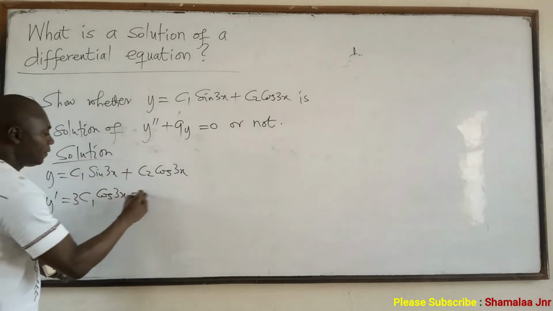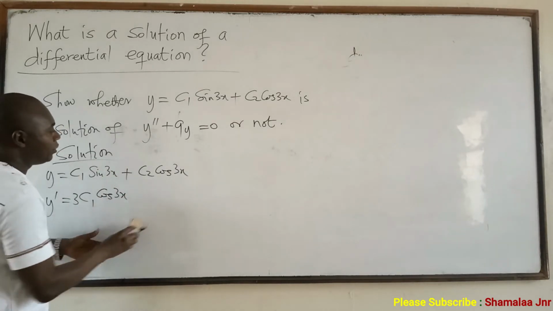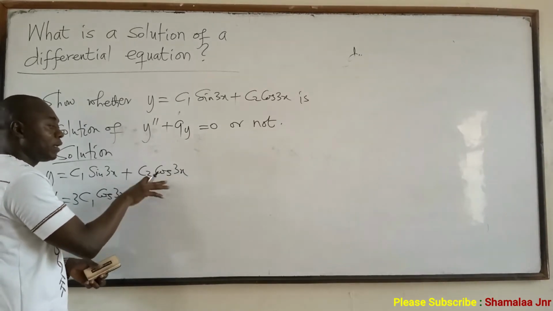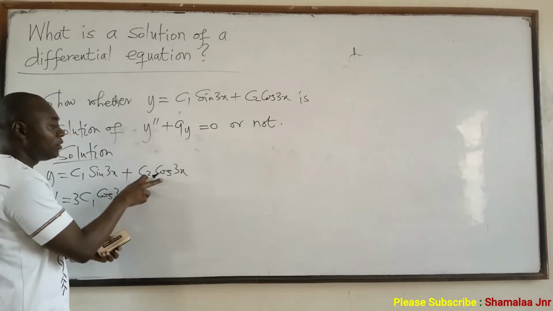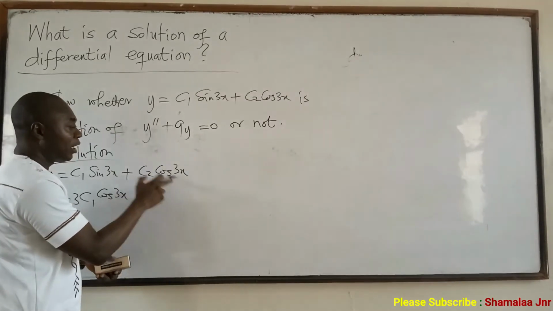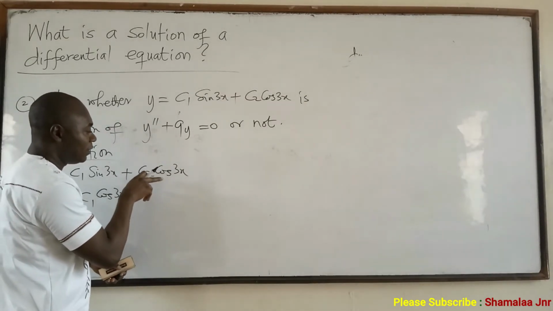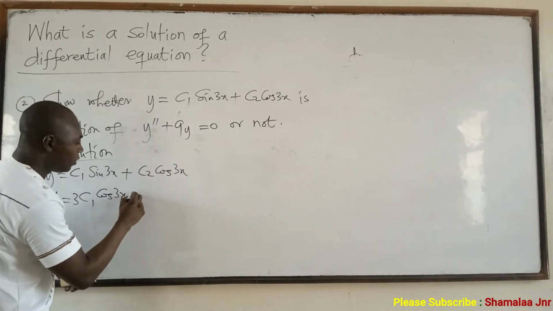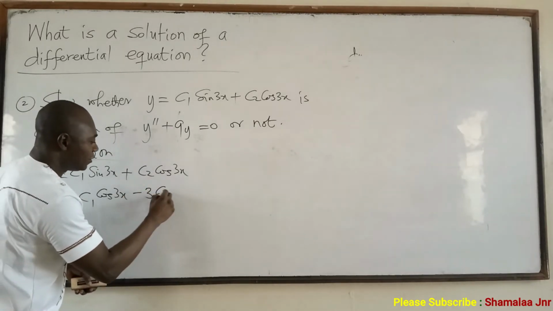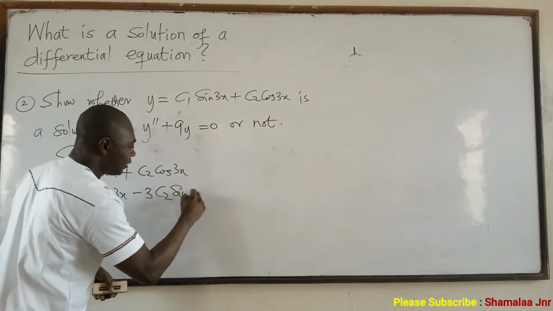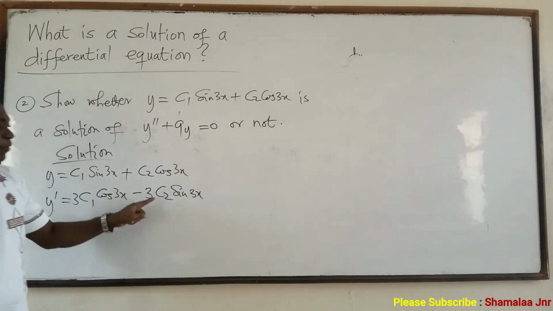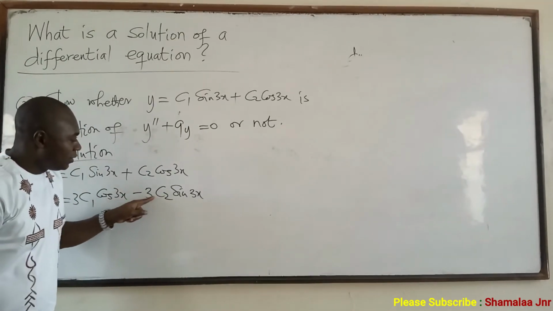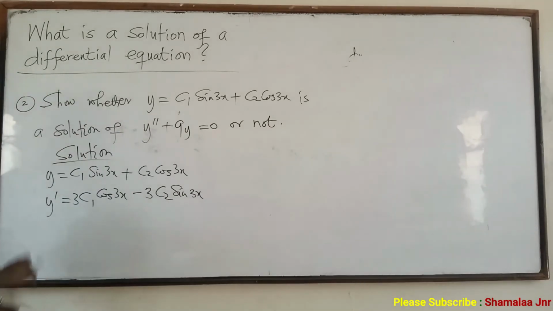Yes. So plus, now when you differentiate cos, you're going to get negative sign. Yes, when you differentiate cos x, you're going to get negative sine x. Which means that when you differentiate cos 3x, you're going to get negative sine 3x times the derivative of 3x with respect to x. So that will give us negative 3 C2 sine 3x. This one will be negative sine 3x times 3. So negative 3 C2 sine 3x. So this is the first derivative.